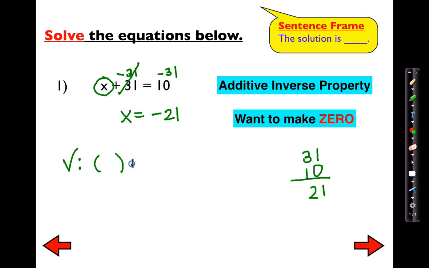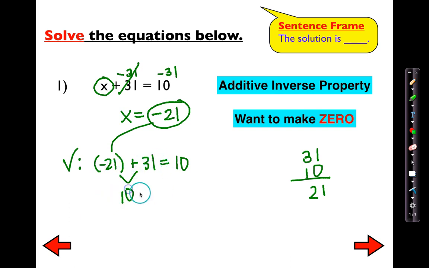I'm going to put plus 31 equals 10. Now notice x was replaced with parentheses. Why? Because I'm going to plug in the value that I got, which is negative 21. So let's plug that in. What is negative 21 plus 31? There's definitely more positives, 10 more positives to be exact. Oh look, 10 equals 10. My answer does work. So this is me checking to make sure that the answer is true. So my final answer is going to be x equals negative 21.